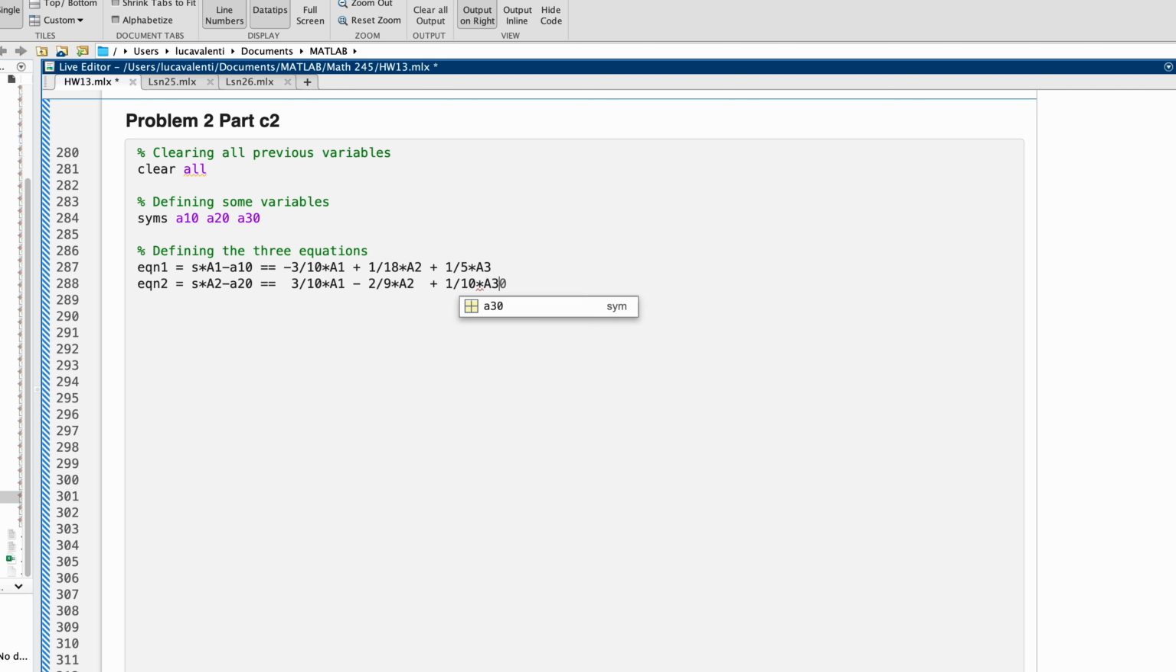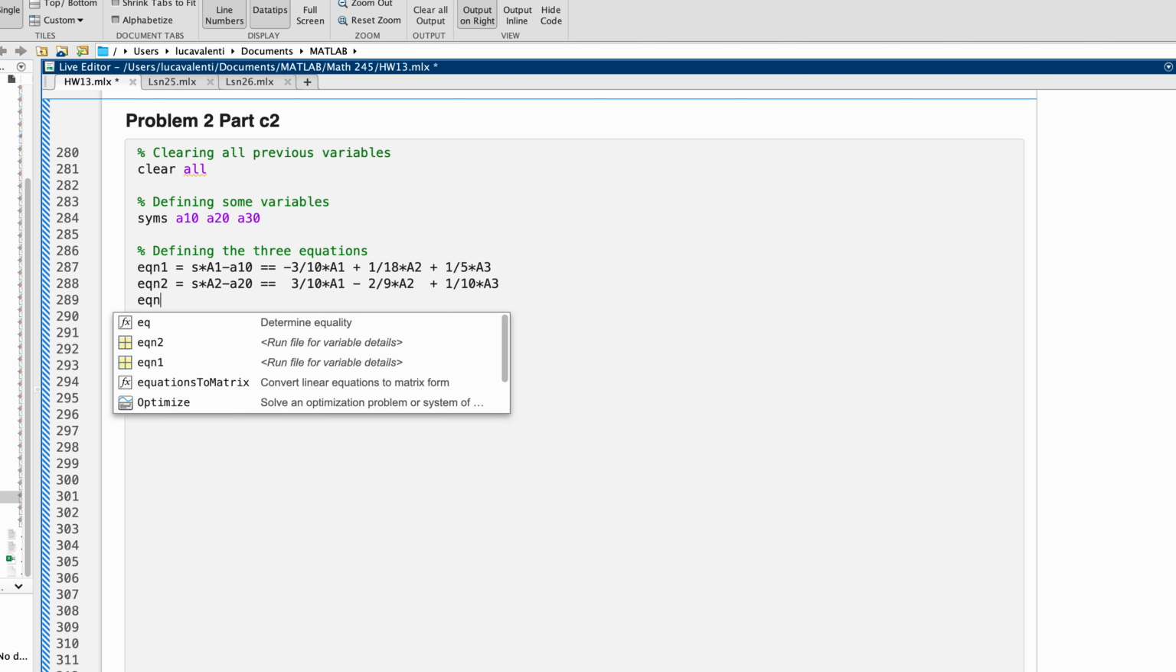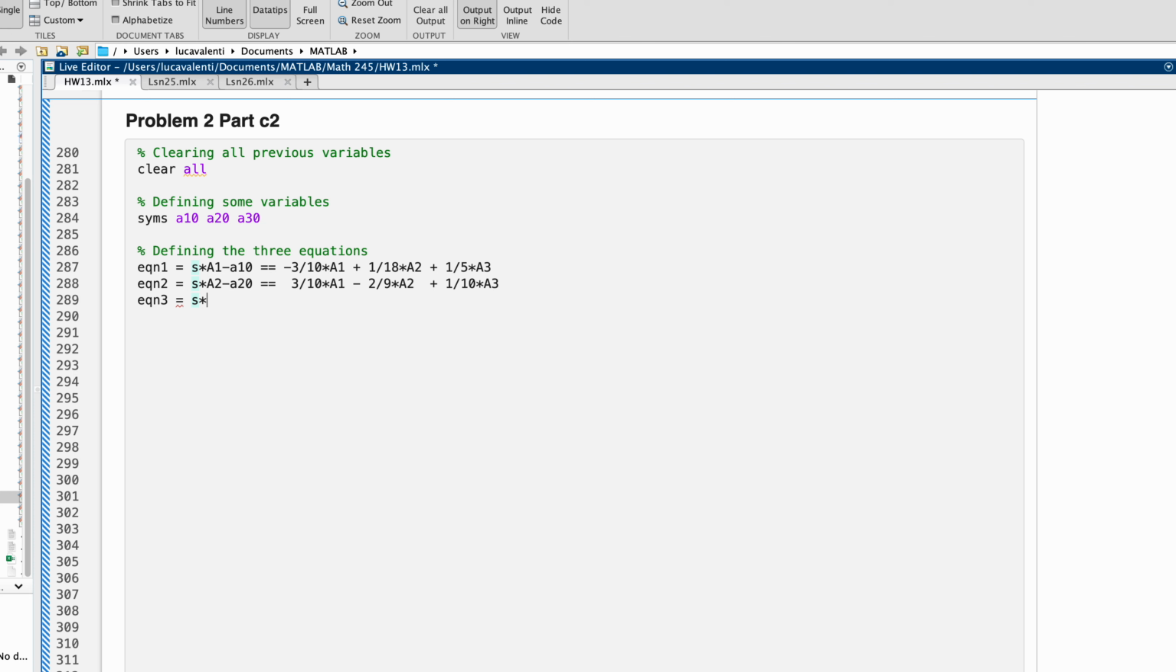Not A30, A3. And now equation 3, that's going to be S times A sub 3 minus A30, and that's going to be equal to 0, so we don't have anything here. Then we have plus 1 over 6 times A2, and then minus 3 over 10 times A3. So here we need to define A1, A2, A3. So let me just check that I wrote it right.